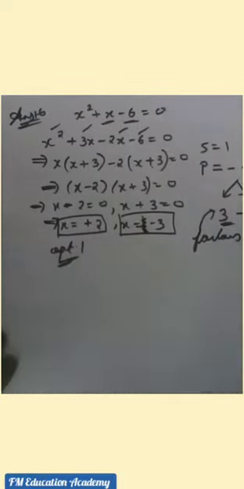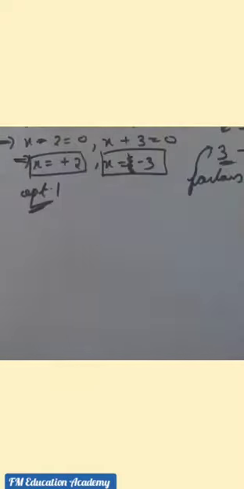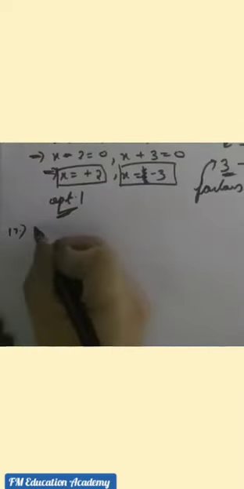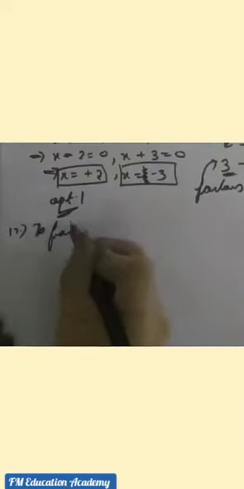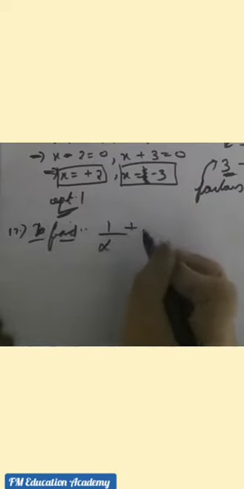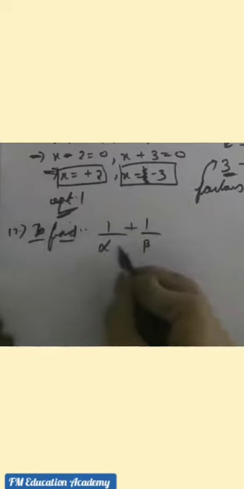Moving on to the 17th question. If alpha, beta are the roots of a quadratic equation ax square plus bx plus c, then what is the value of 1 by alpha plus 1 by beta? Okay, so how to do this question? Here it is asking us to find 1 by alpha plus 1 by beta, and the roots are given as alpha and beta.